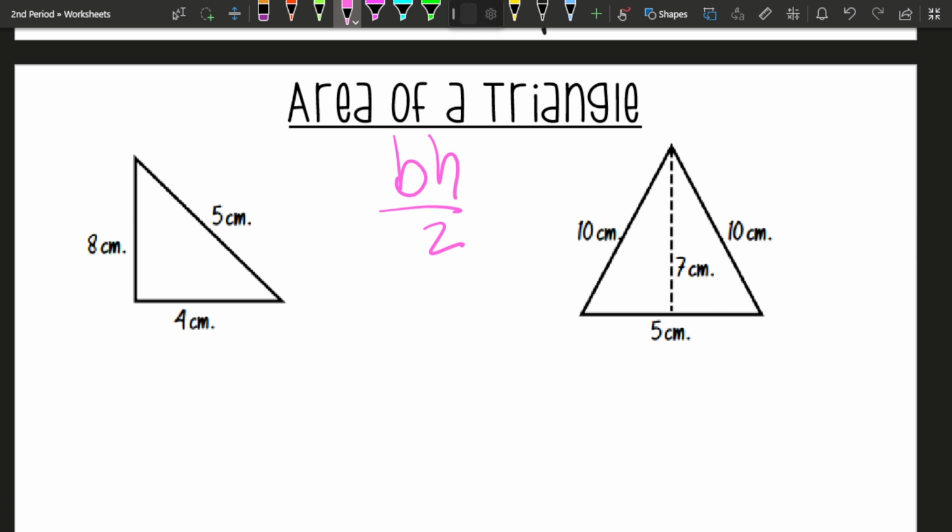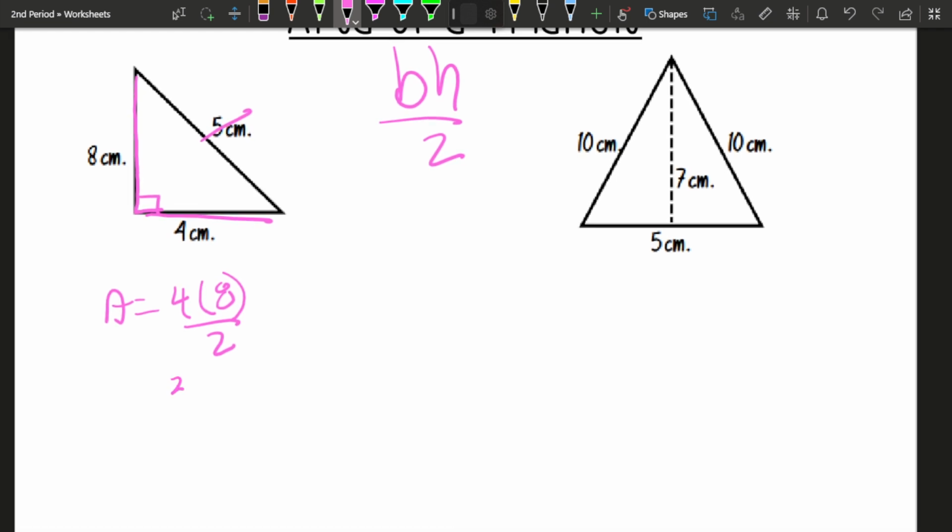Okay? So when I look at this one, is this perpendicular to the bottom? No. So the 5 is not my height. This is my base. So is this perpendicular to the bottom? Yes. This makes a 90-degree angle. That's the height. So on this one, I don't care about the 5. So this is just going to be base times height divided by 2, which is going to be 4 times 8, and then half that. So this is going to be 32, and half that is 16 centimeters squared.